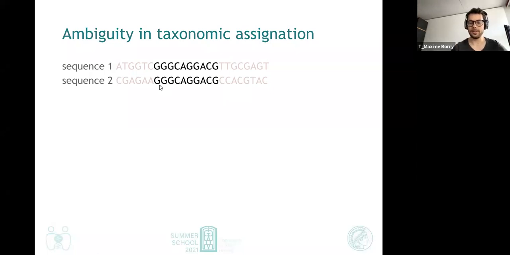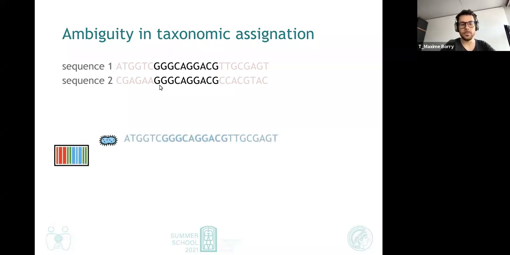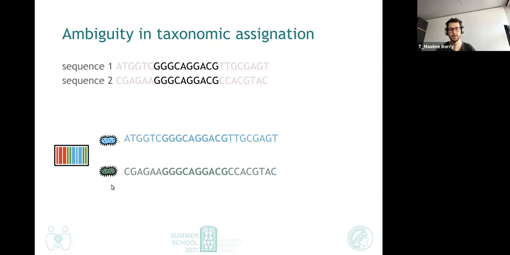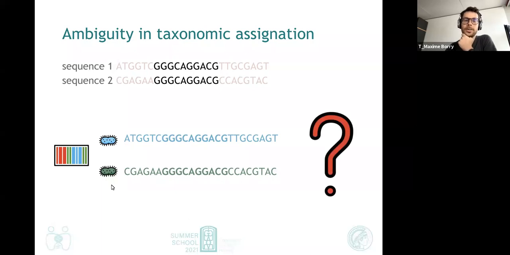So how do you deal with this ambiguity? How do you assign this sequence to some kind of species or some kind of taxonomic level? So you compare your sequences to the reference database, and it turns out that you actually have two genomes or two species of bacteria, for example, in the reference database, that share exactly this black sequence. So you're like, which one is it? Is it the blue bacteria or is it the green bacteria? And to solve this ambiguity, we'll introduce an algorithm in the next slide.